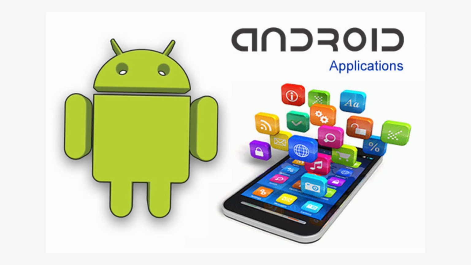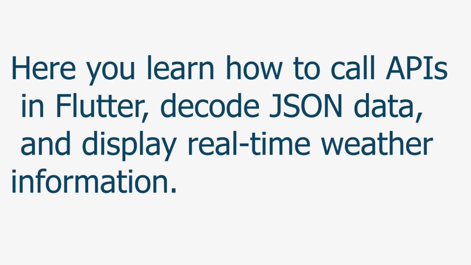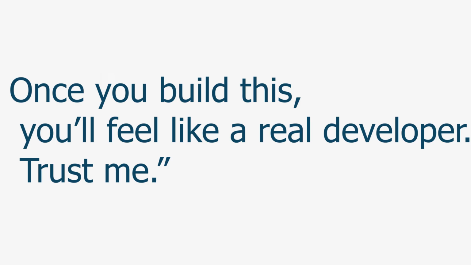The third project is a weather app. We will use a free API. Project number 3 is a weather app using a free API. Here, you learn how to call an API in Flutter, decode the JSON data, and display the weather information. Once you build this, you will feel like a real developer. Trust me.